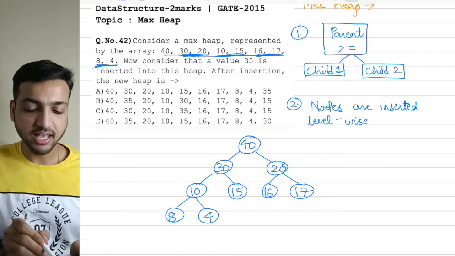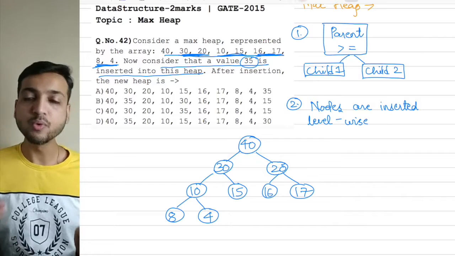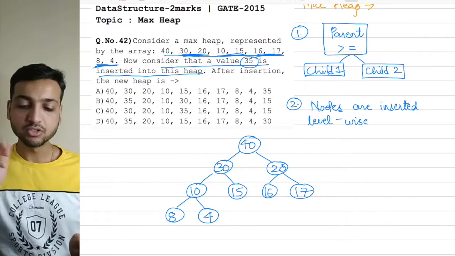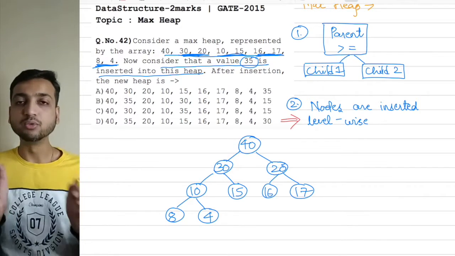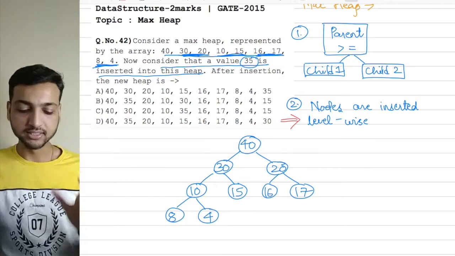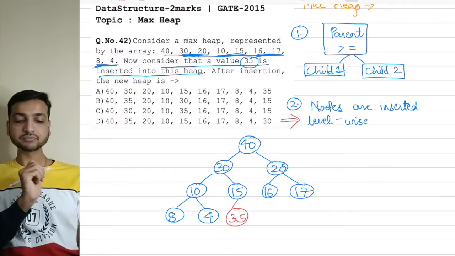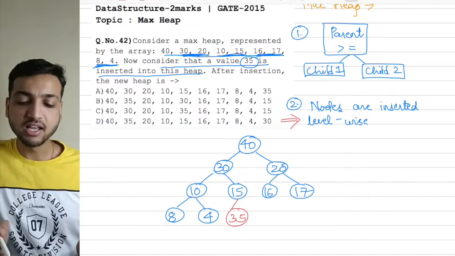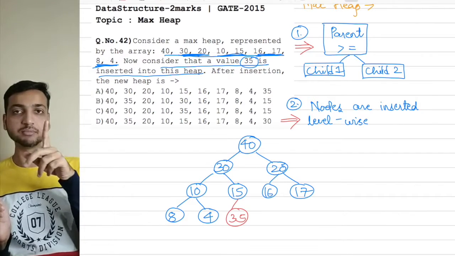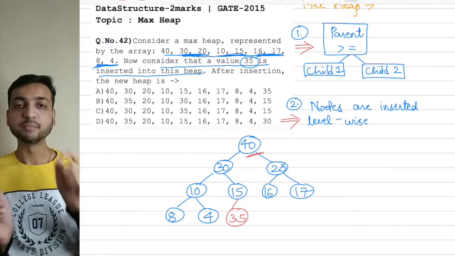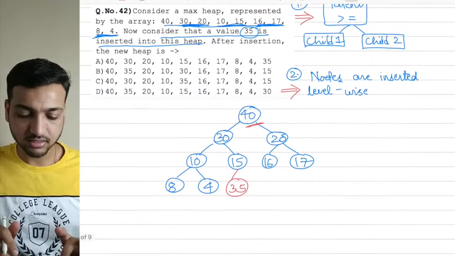Now what they have done is they have considered that value 35 is inserted into this heap. So the new value 35 is going to be inserted as a leaf. Again, we have to follow the property that nodes are always inserted level-wise. So the new node 35 gets inserted here. Now after the new node is inserted, we have to ensure that property number 1 is satisfied, that every parent in the entire max heap, not just the root, has a greater value than its child.